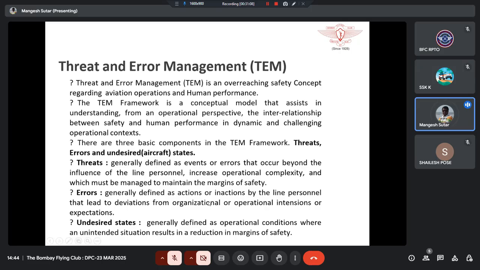Okay. So what is threat and error management? Threat and error management is an overarching safety concept regarding aviation operations and human performance. The threat and error management framework is a conceptual model. See, as of now, people have not worked much on these topics.